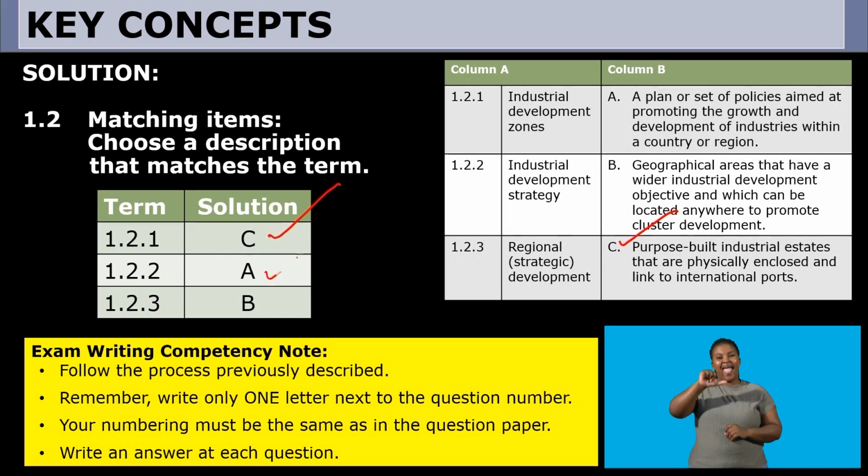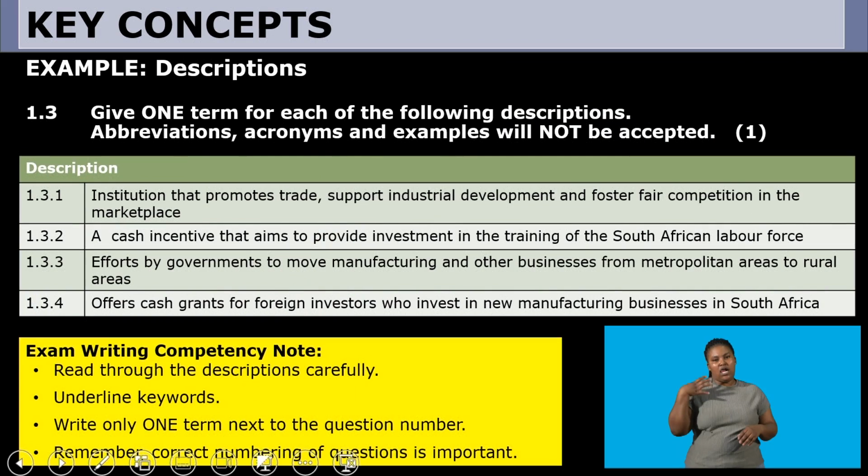For 1.2.2, our answer is A. What's that? An industrial development strategy is a plan or a set of policies aimed at promoting economic growth and development of industries within a country or region. And lastly, 1.2.3, special economic zones, is B, which are geographical areas that have a wider industrial development objective and which can be located anywhere to promote cluster development. You just have to write the letter next to the question number.